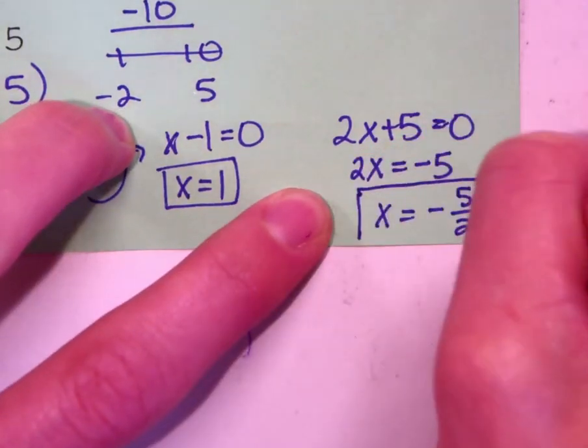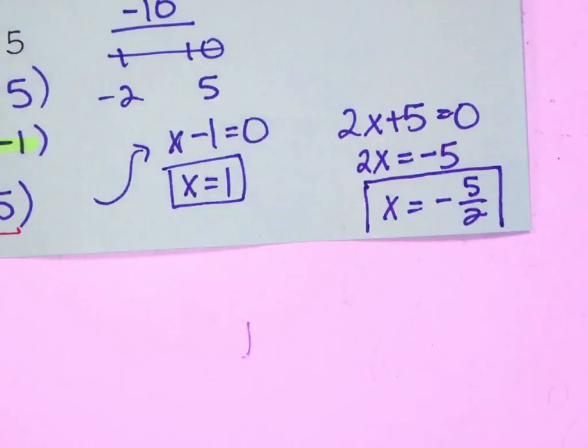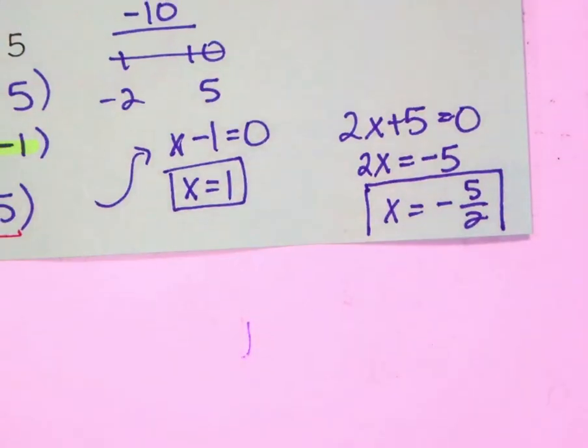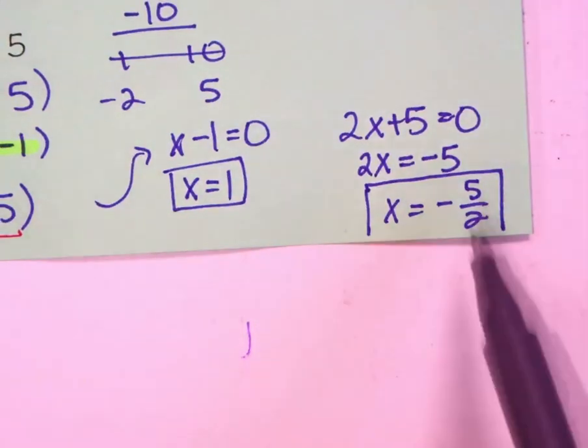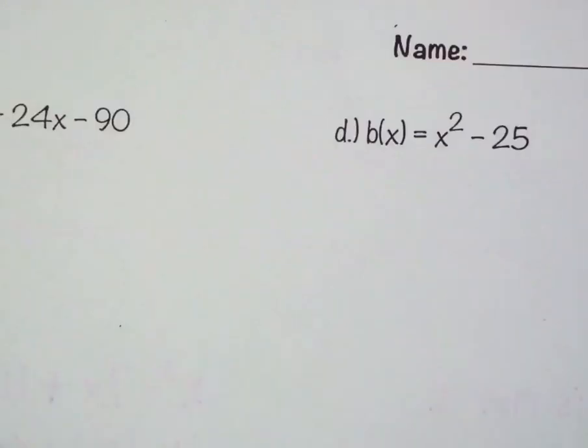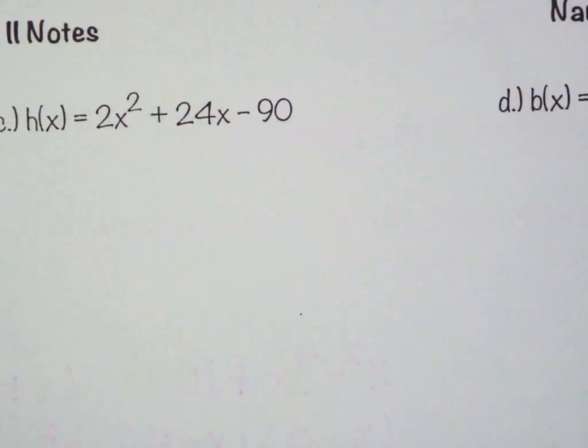And that would be -5/2. So I would get in the habit of leaving your solutions as a fraction like that, just in case your decimals are repeating. So if you just always leave it as a fraction, you won't even have to worry about it. Okay? All right, why don't you guys again pause the video and try these two on your own.